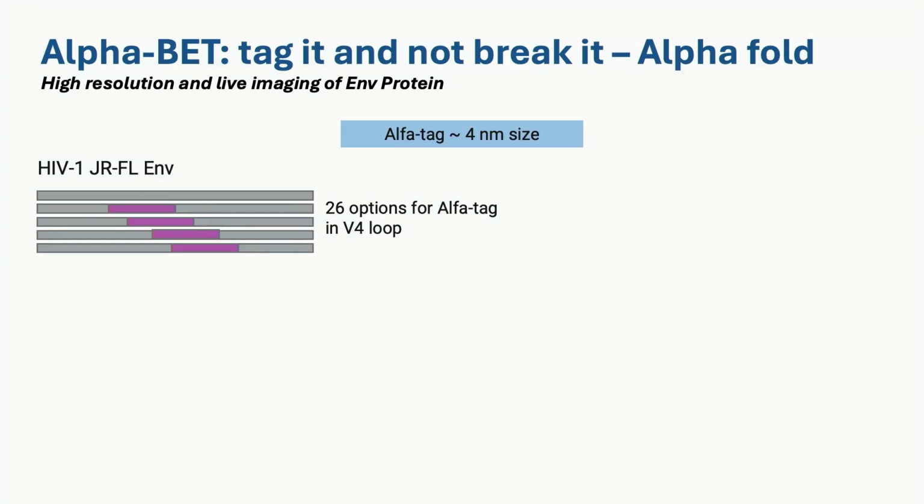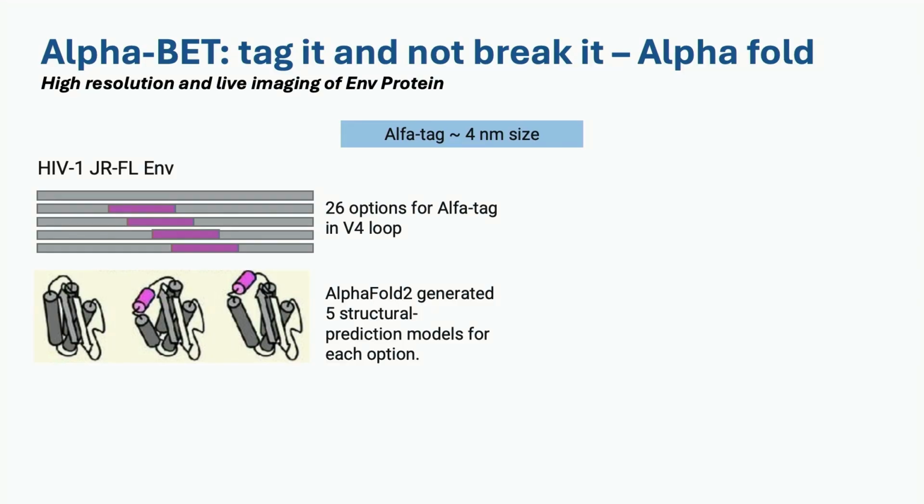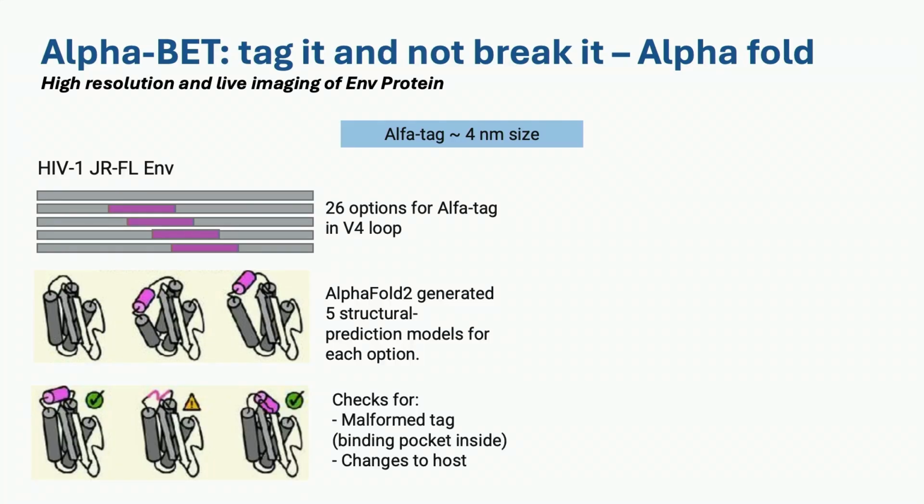This envelope glycoprotein has many loops, but not all of them maintain infectivity, and not all of them are exposed to be able to attach to the DNAs that we will have later. So we find 26 options, and for all 26 options, we ask AlphaFold to give us 5 structures. Then with these 5 structures, we check for malformed tags, and we check for changes in the conformation of the host. And then with all of these possibilities, we got 4 of them.